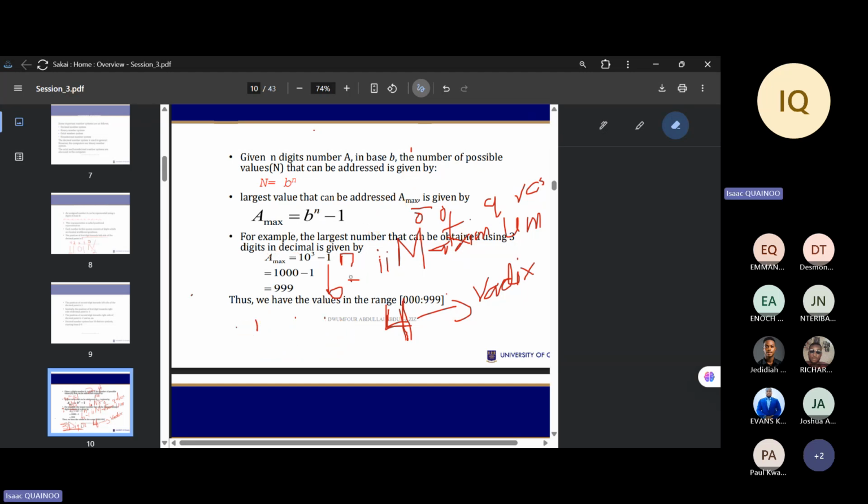So please, if you are asked anywhere to indicate the largest number, it is always the number of representations minus 1, okay? So the number of representations is the base raised to the power of the number of digits. And then for the largest number, we just subtract 1 from the resulting value, and then we are good to go.